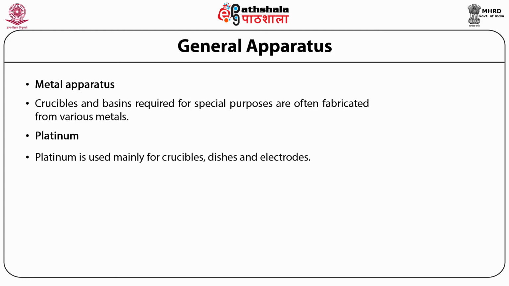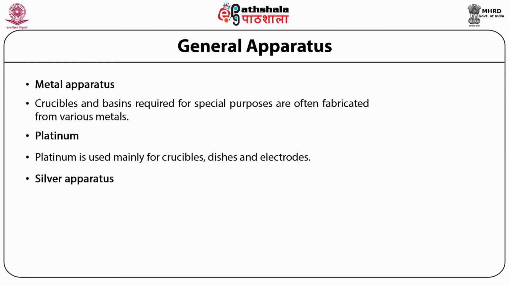Platinum is used mainly for crucibles, dishes, and electrodes. It has a very high melting point, that is 1773 degrees centigrade, but the pure metal is too soft for general use and is therefore always hardened with small quantities of rhodium, iridium, or gold.